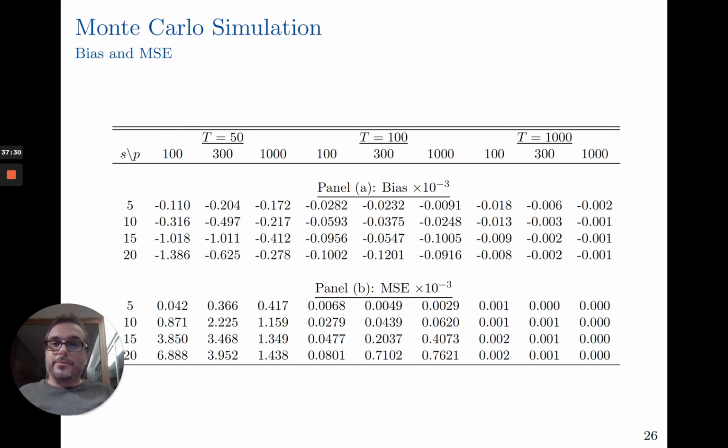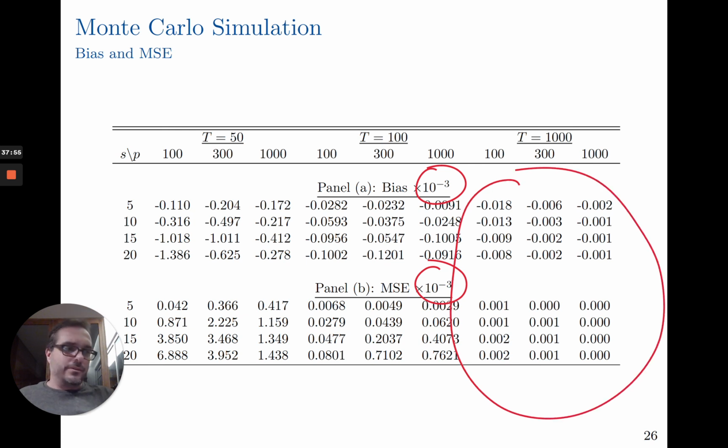Okay? And if we look at bias and MSEs of all the coefficients, all the betas, you see the bias is all of the order of 10 to the power of minus 3, and the mean squared error is also of the order of 10 to the power of minus 3. So pretty small numbers, right? And they go almost to 0 when we have 1000 observations, showing that our asymptotic results are kicking in.